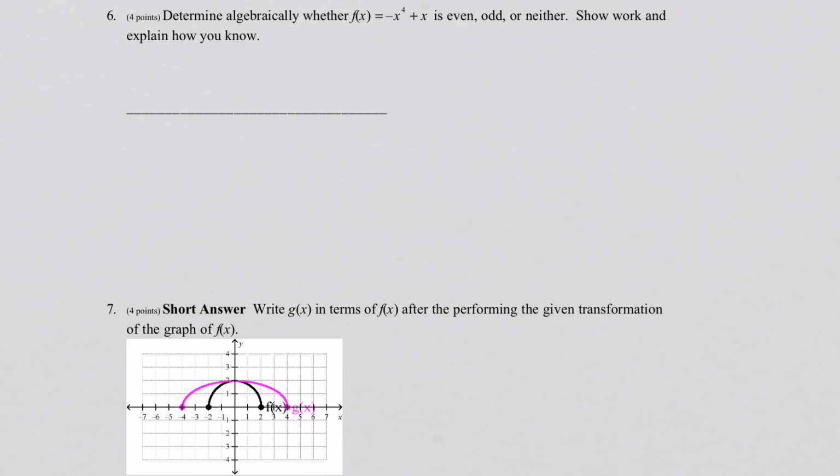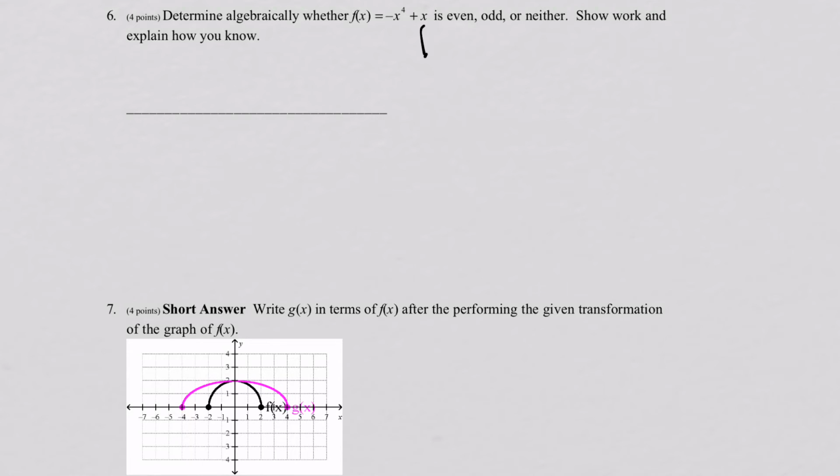Okay, number 6, determine algebraically whether f of x equals -x to the 4th plus x is even, odd, or neither. Show work and explain how you know. So I talked about this in problem number 1, and now we get to practice it algebraically. To check if a function is even, odd, or neither, what you do is you replace x with -x, right?